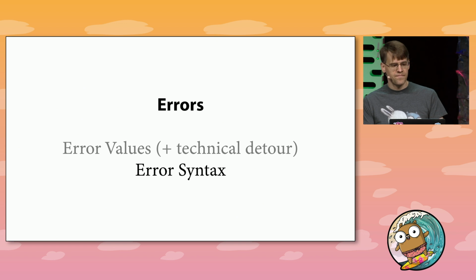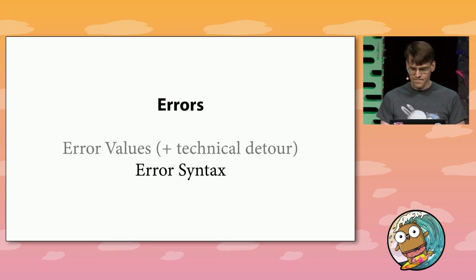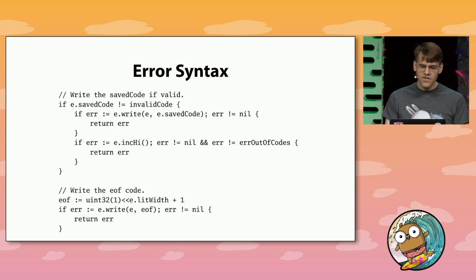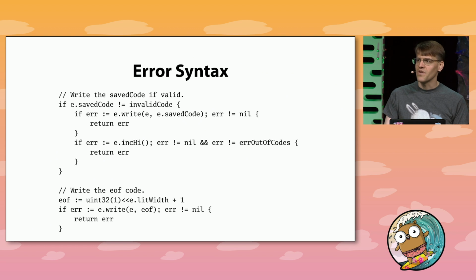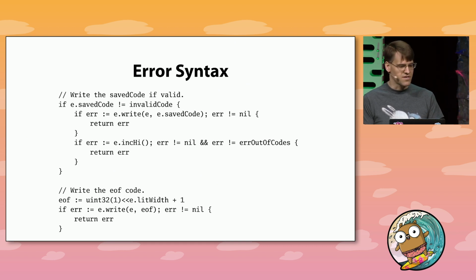That was error values. Now I want to talk briefly about error syntax, another abandoned experiment. Here's some code from compress/lzw/writer.go in the standard library. At a glance, this code is about half error checks, and my eyes glaze over when I read it. And we know that code that is tedious to write and tedious to read is easy to misread. It's making a good home for hard-to-find bugs.